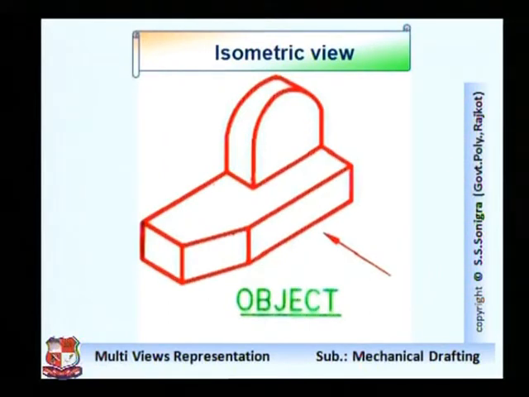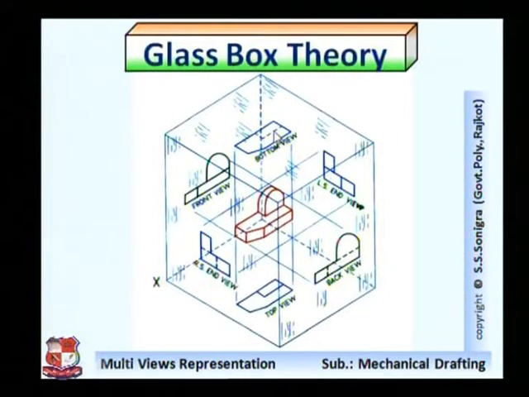Now what is isometric view? This is an object and this is the isometric view of the object, and how to draw its multi-views? So employ the glass box theory. We assume that the object is inside a glass box as shown over here.